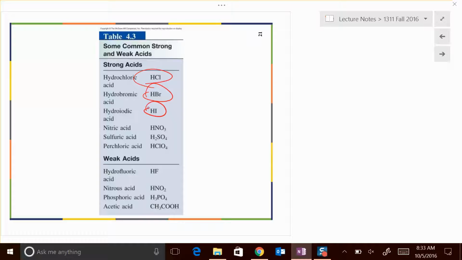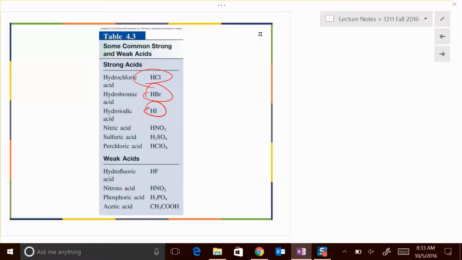So one thing that you can notice here is look at the hydrogen to oxygen ratio. Lots of oxygens, 1 hydrogen. Lots of oxygens, 2 hydrogens. Lots of oxygens, 1 hydrogen. So because there's so many oxygens, that weakens that hydrogen attraction to the acid, and it allows it to come off. And that's why it's a strong acid.